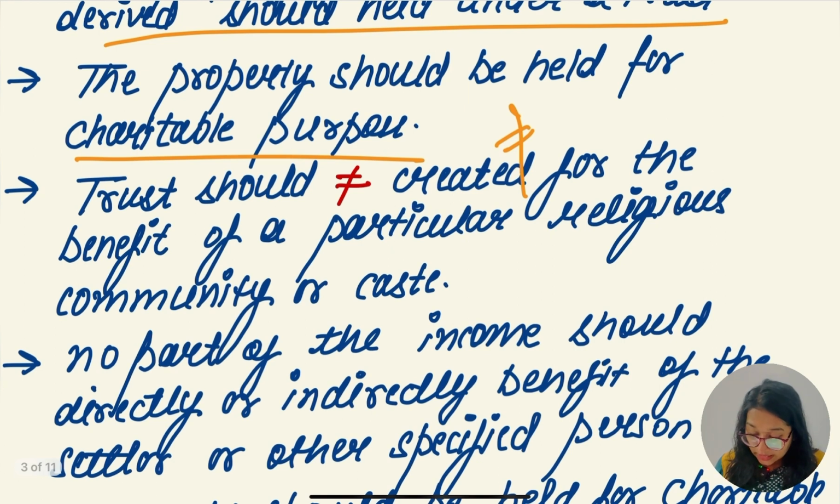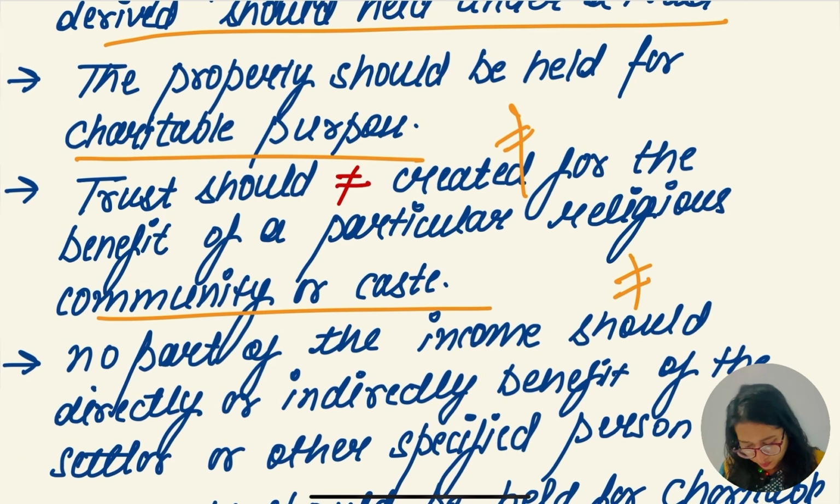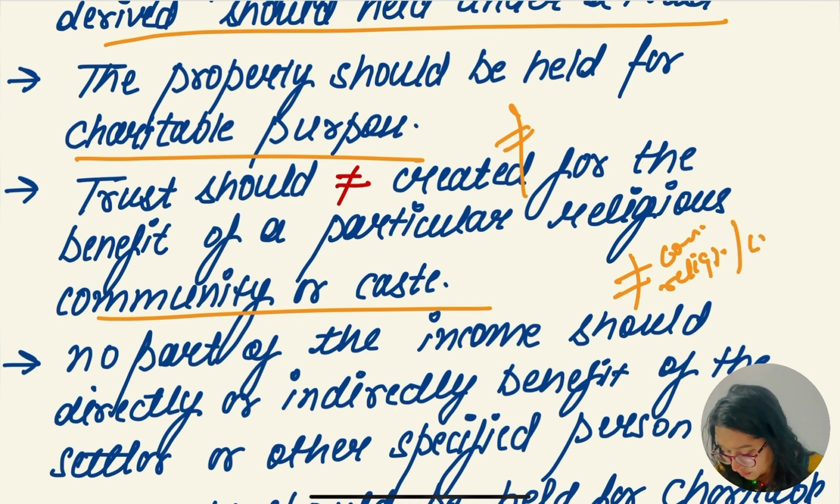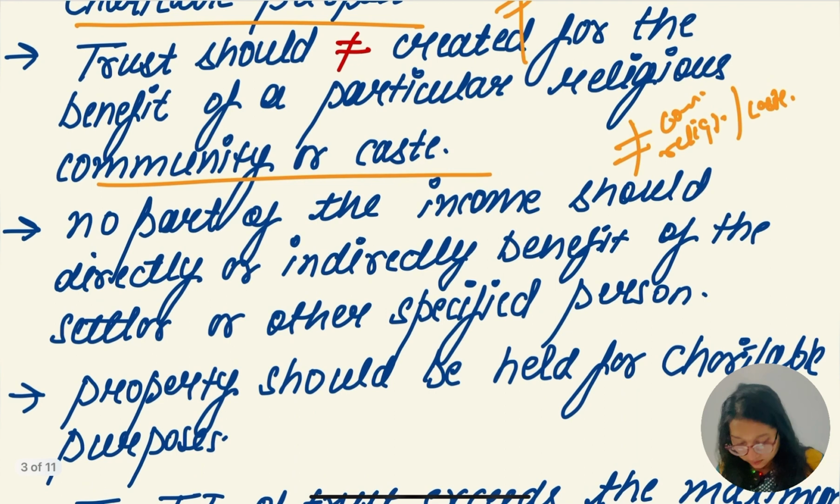The trust should not be created for the benefit of a particular religion, community or caste. If the trust is made to promote one particular caste or community, in that case the benefit of the trust cannot be taken. Hope this was also clear. So it should not be done for some community, or some particular religion or caste. Hope this point was also clear.